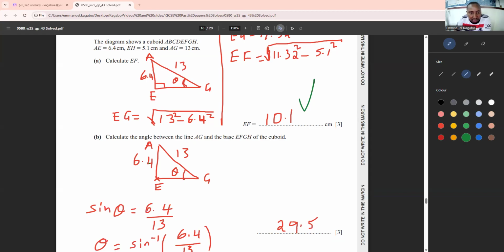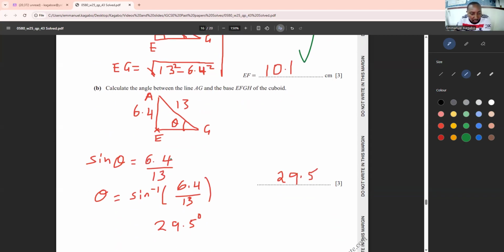Calculate the angle between, so back to my triangle. So you just need to do SOHCAHTOA, opposite over hypotenuse, that side. So sin theta is 6.4 over 13, and sin inverse of that will give you this one, okay?